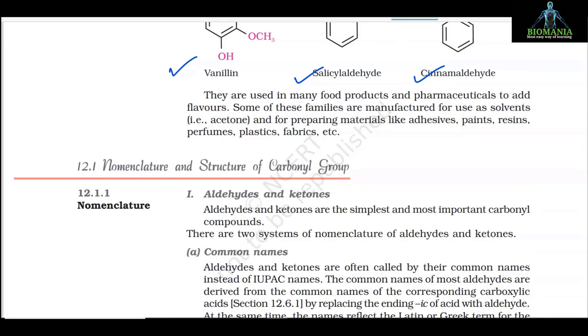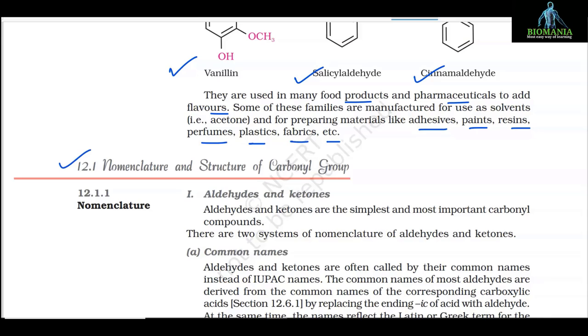They are used in many food products and pharmaceuticals to add flavors. Some of these families are manufactured for use as solvents, that is acetone, and for preparing materials like adhesives, paints, resins, perfumes, plastics, fabrics, etc.